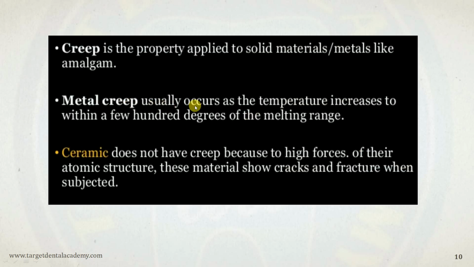Metal creep usually occurs when the temperature increases to within a few hundred degrees of the melting point. So what do you mean by creep? I have told you that it is a time dependent plastic deformation which occurs when a metal is subjected to a constant load near its melting point. When you increase the temperature of a material toward its melting point, it leads to creep.